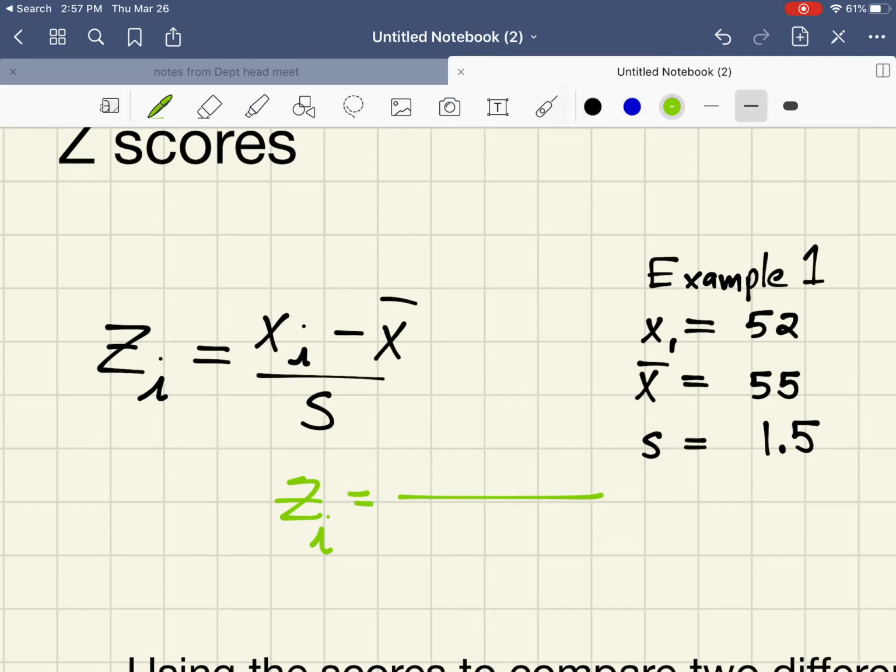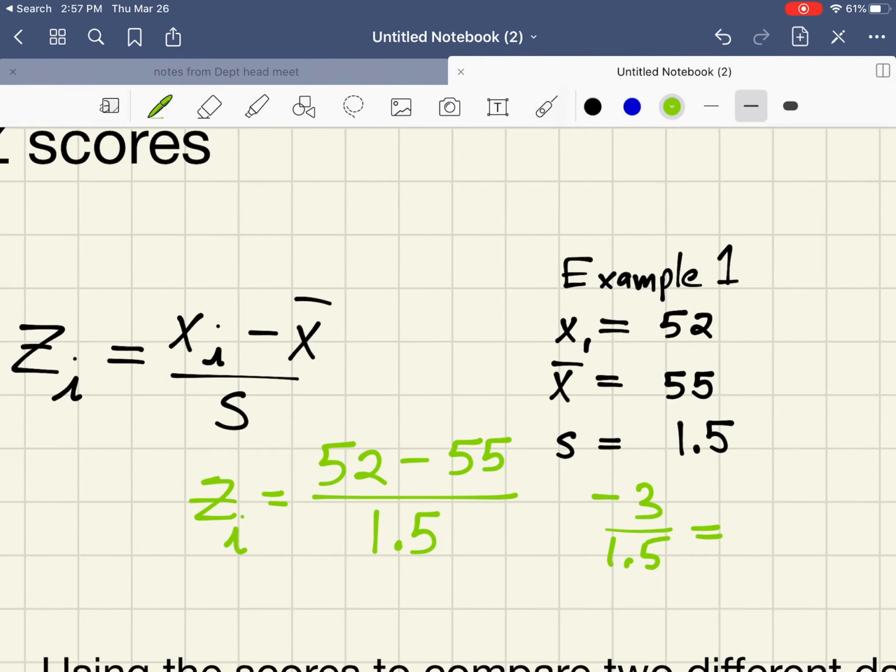So z sub i is equal to the score, which is 52, minus the mean, divided by the standard deviation. We're going to do the top, which is negative 3 over 1.5, and we get a score of negative 2. So our z-score for that particular number in this data set is negative 2, which means it's 2 full standard deviations below the mean.